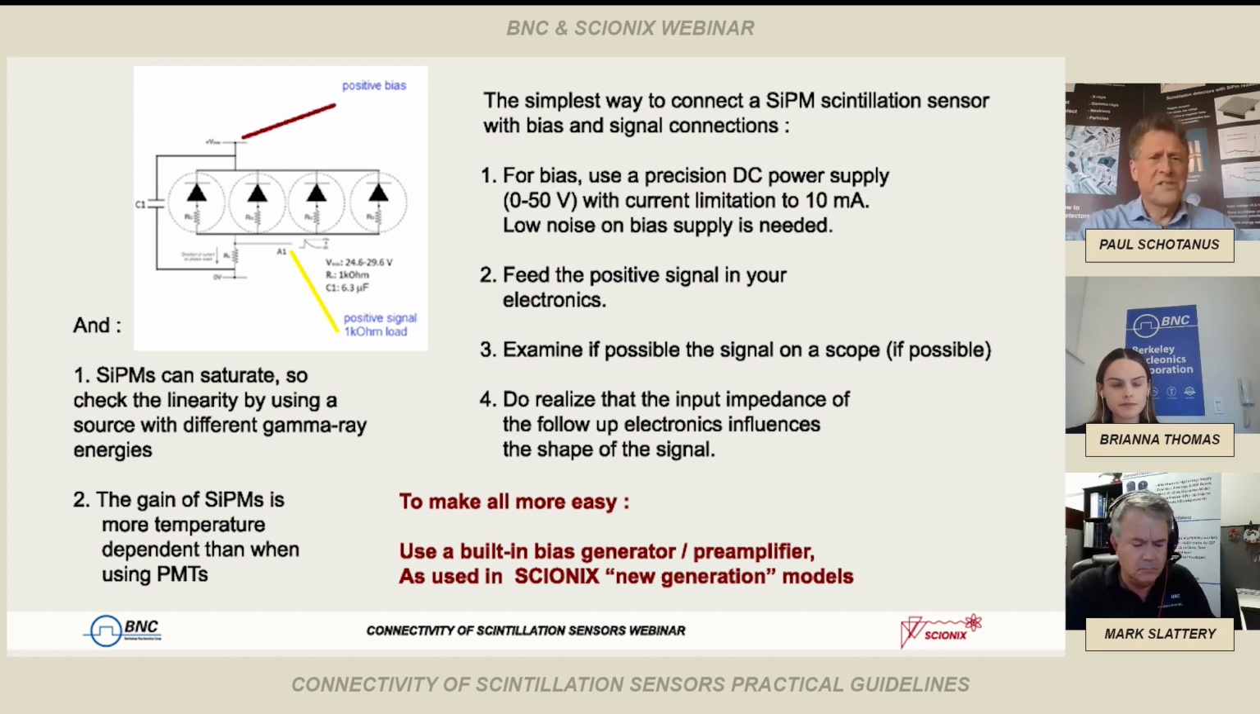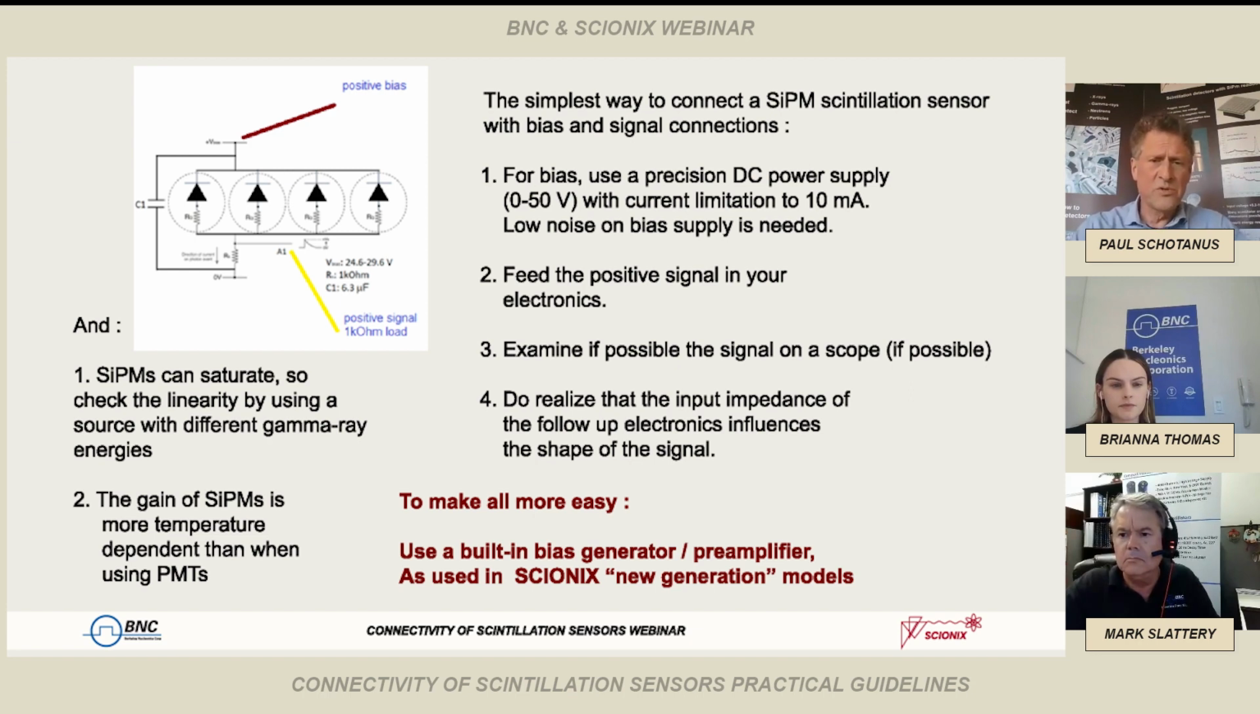I talk here about connections. I don't talk about the principle of silicon PMs, but we should realize that silicon photomultipliers can saturate rather easily, because the number of pixels on a silicon PM is limited. If you have lots of photons, at a certain moment all the pixels fire, and then it is finished. So we have to be very careful about saturation by calibrating your sensor carefully with different energies, and be sure that you are working in the right regime. And of course, the gain of silicon photomultipliers is more temperature dependent than photomultiplier tubes. But there are ways to make this all easier.